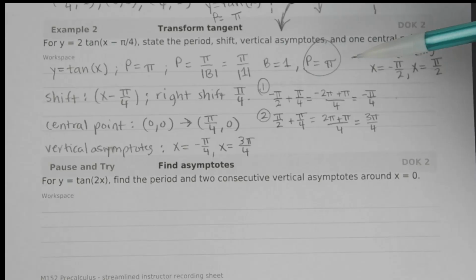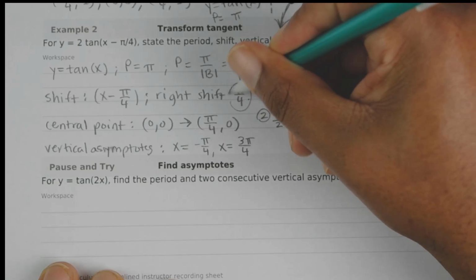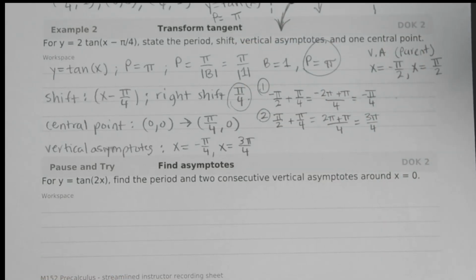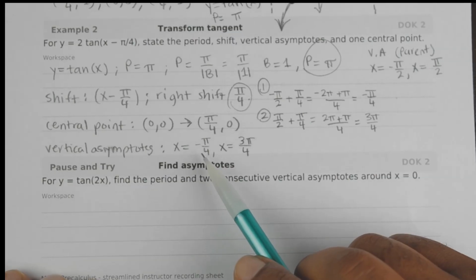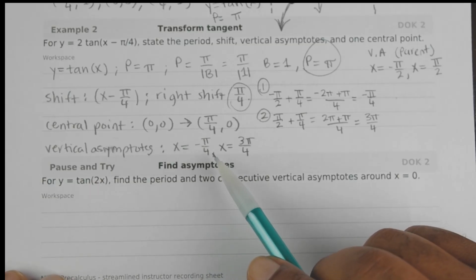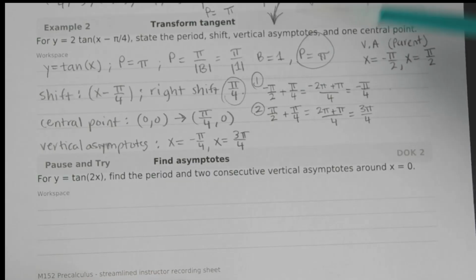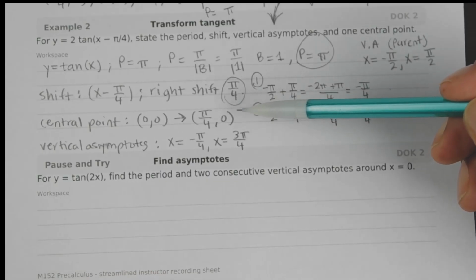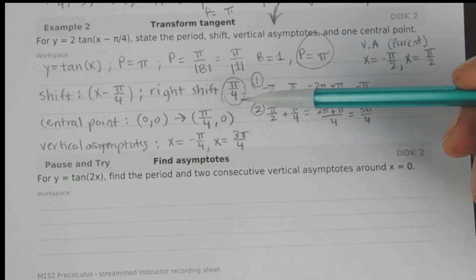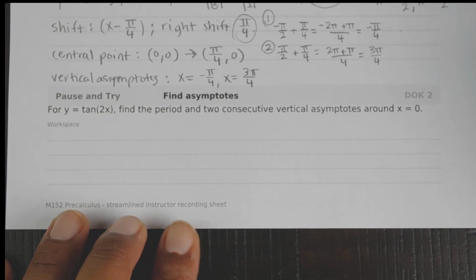So we have a period of pi, and then we have a shift right here of pi over 4. Then we have the new asymptotes: x equals negative pi over 4, and then x equals 3 pi over 4. Right? We also found that the new central point moved after the shift to pi over 4, comma 0. All right? Try the pause and try problem at the bottom.